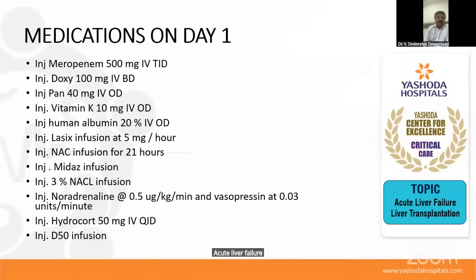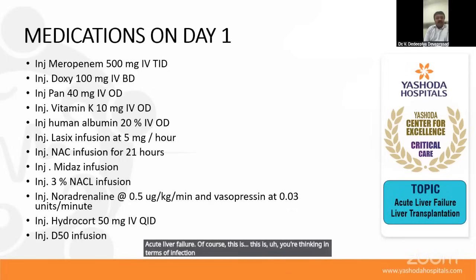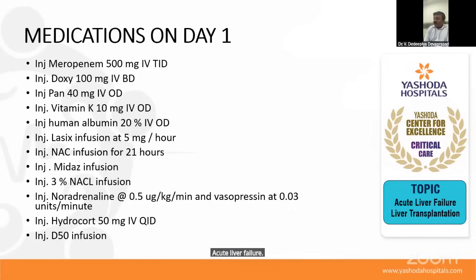Of course, you're thinking in terms of infection and infection also precipitating. That's different. But otherwise, acute liver failure, non-infective etiologies. What do you think about the role of prophylactic antibiotics?